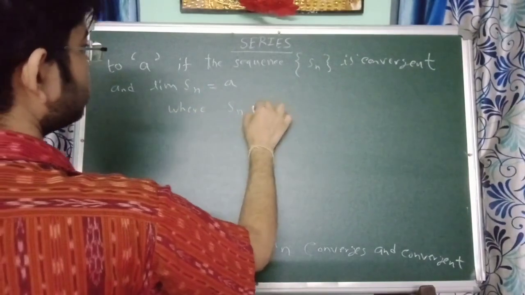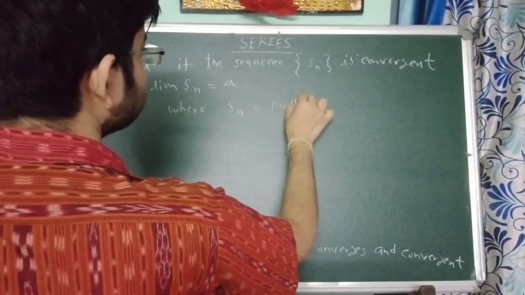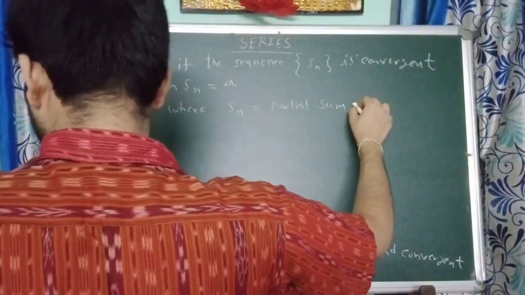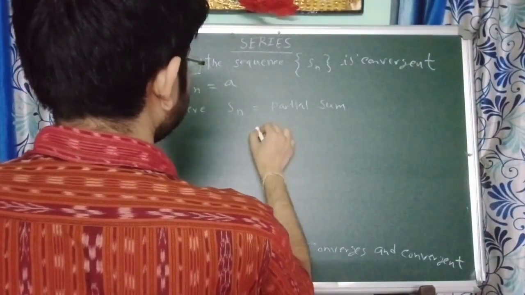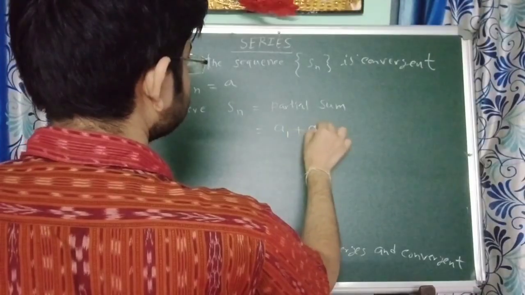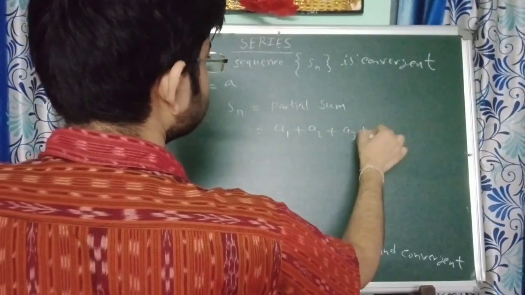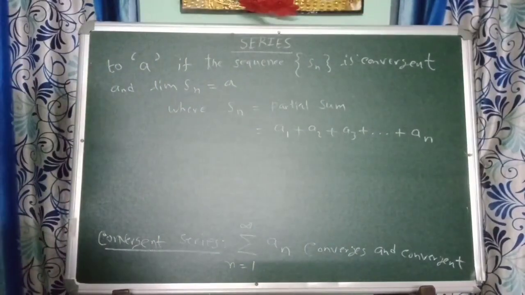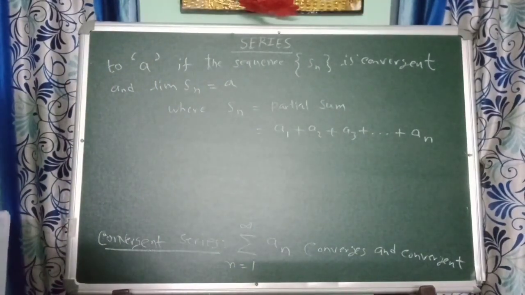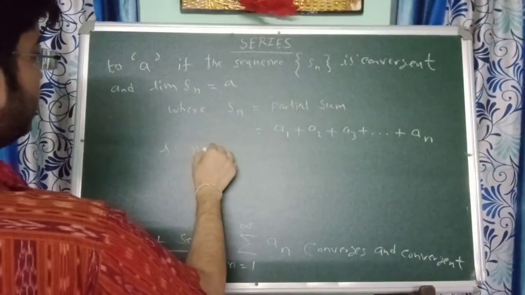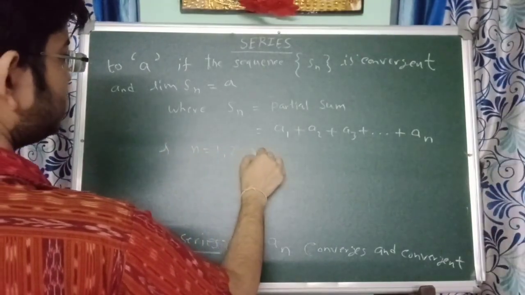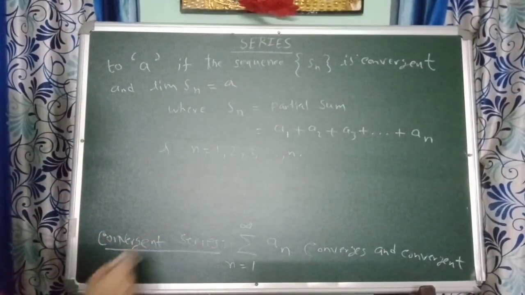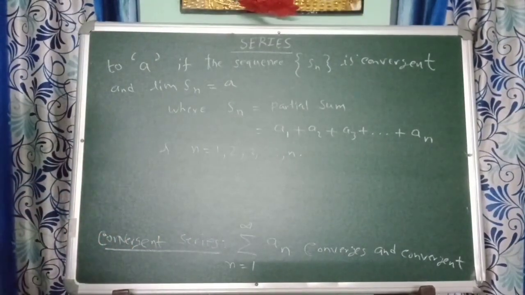Sn is called the partial sum, that is A1 plus A2 plus A3 and so on up to An. This is called the partial sum, and n equals 1, 2, 3 and so on. So this is the definition of convergent series.